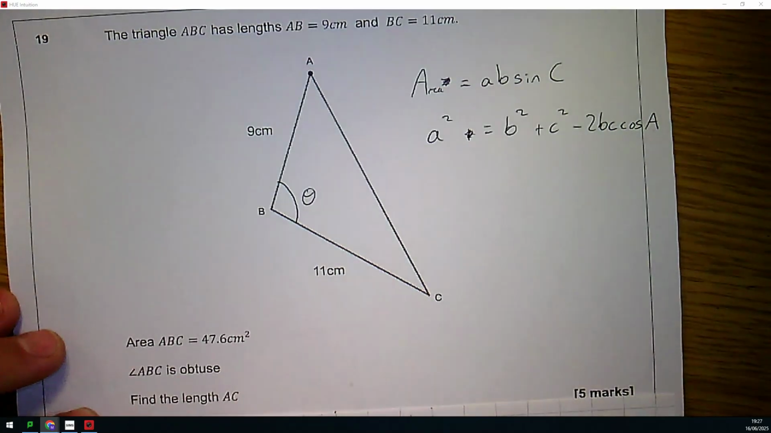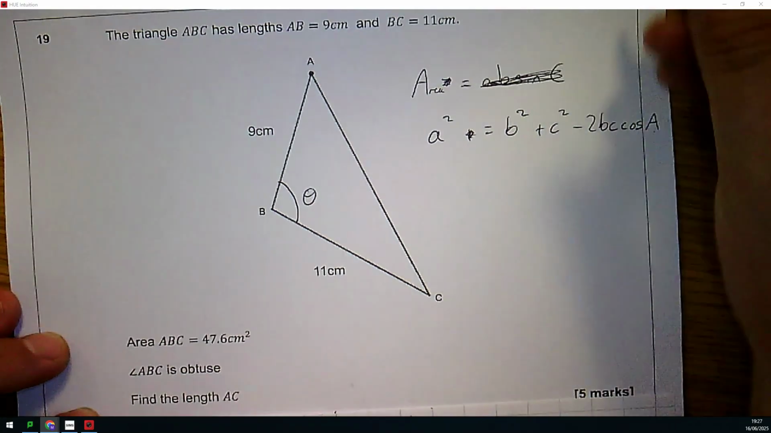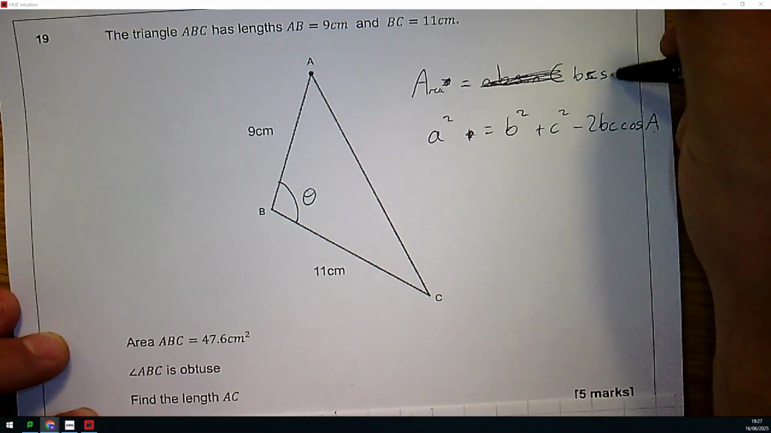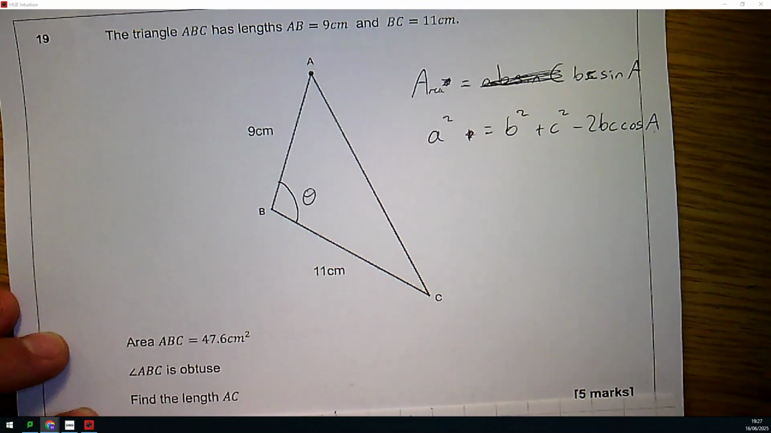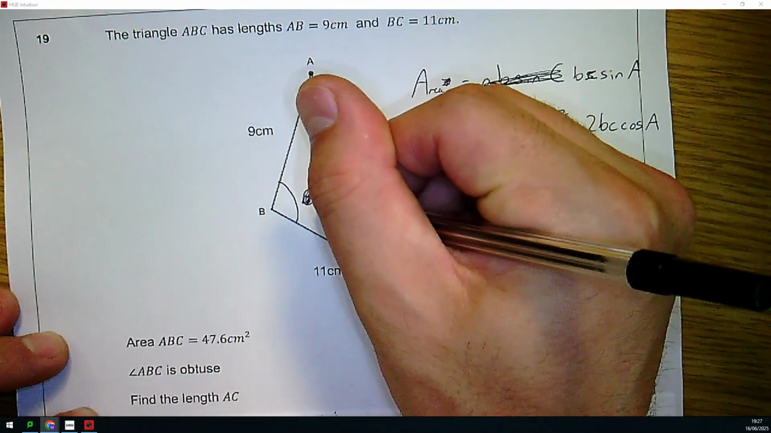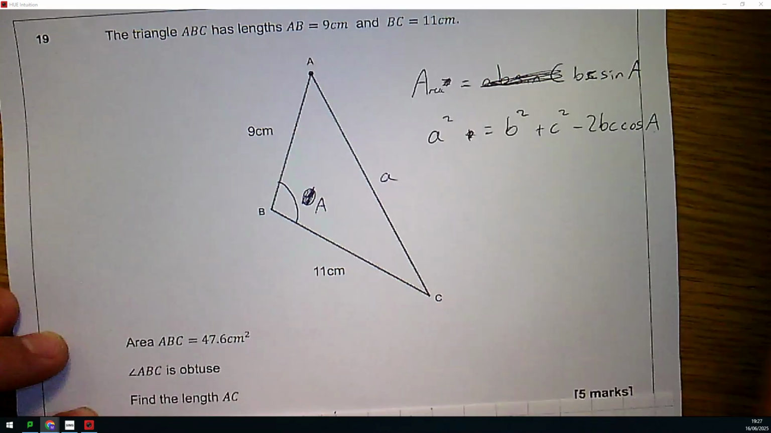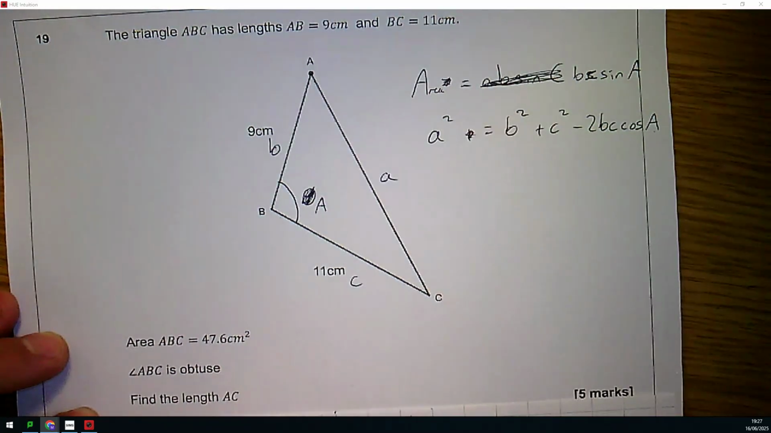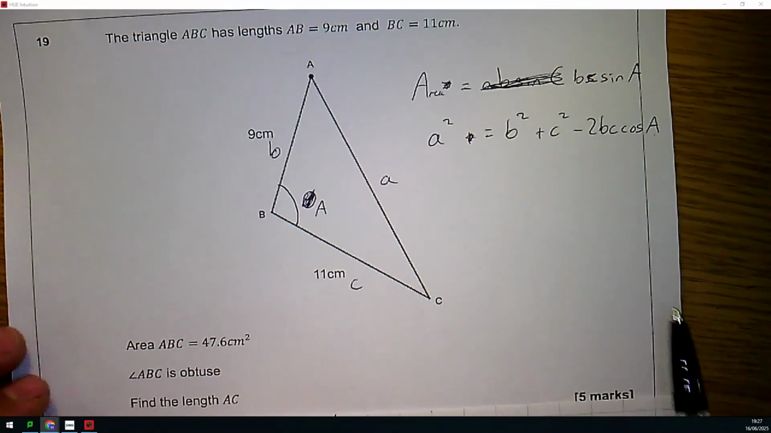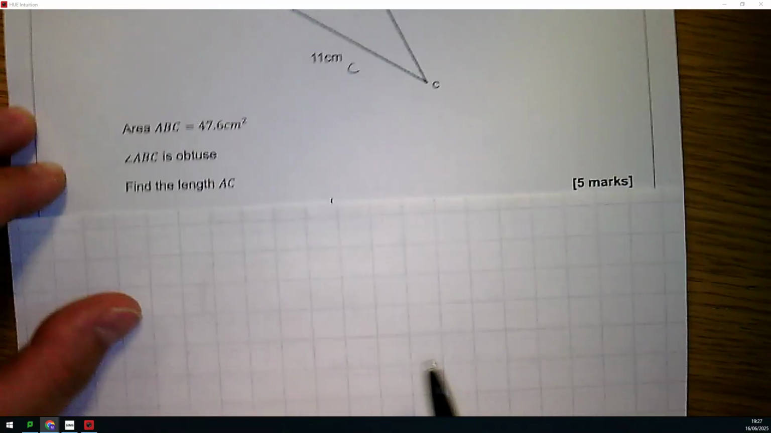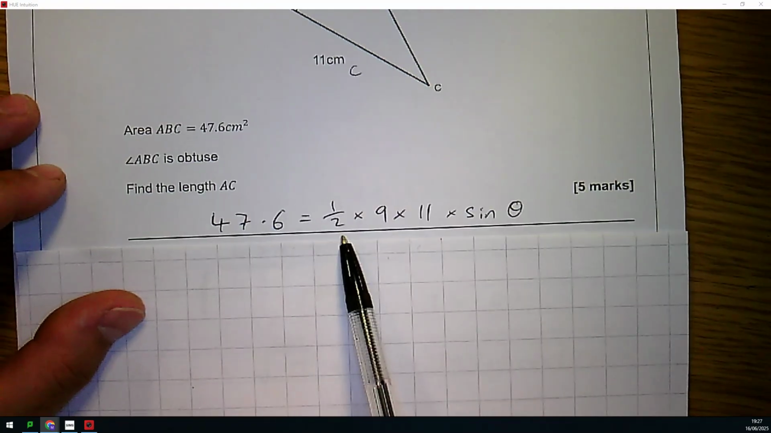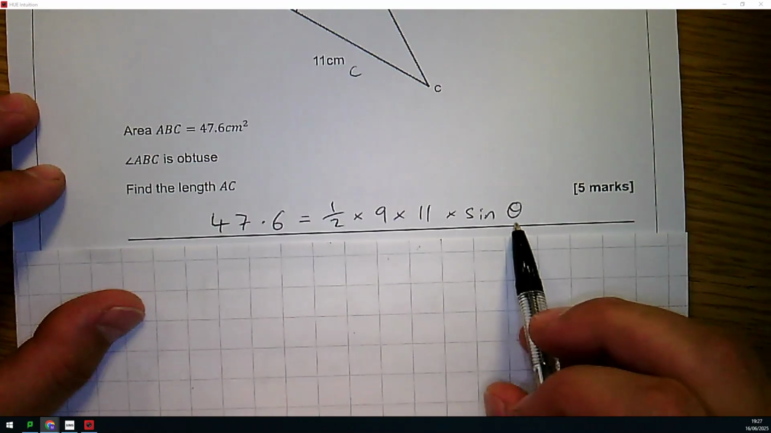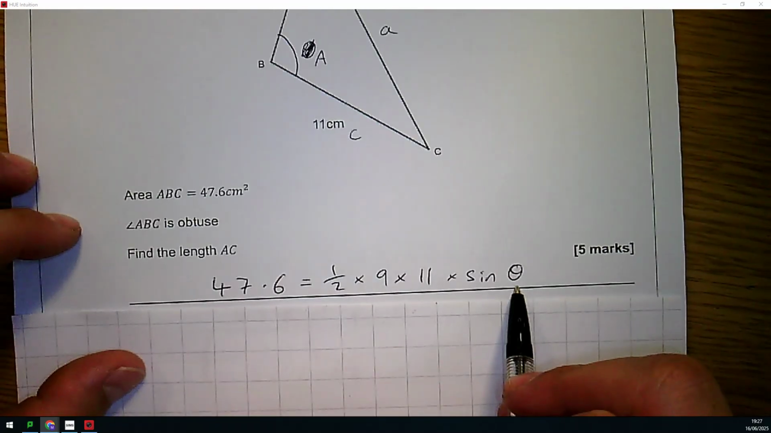Okay, if I was to label all of that, maybe let's write a better version of this formula. If we write half bc sine A, then we can more appropriately label this as capital A. This would be little side a, this would be b, and this would be c, although b and c don't really matter. Putting them into the formulas, we're going to get that the area is equal to half times 9 times 11 times sine of the angle. I'm just going to go with theta for the angle, but that is capital A.